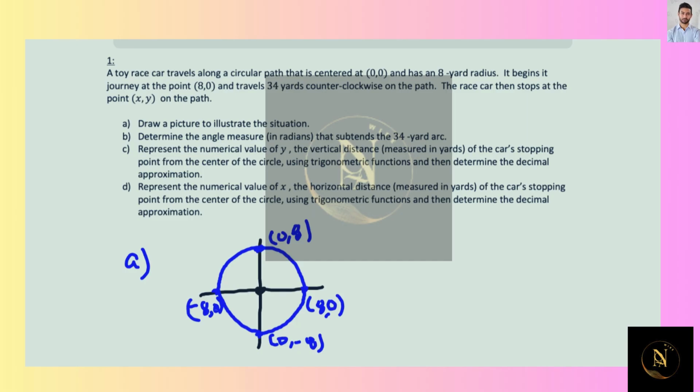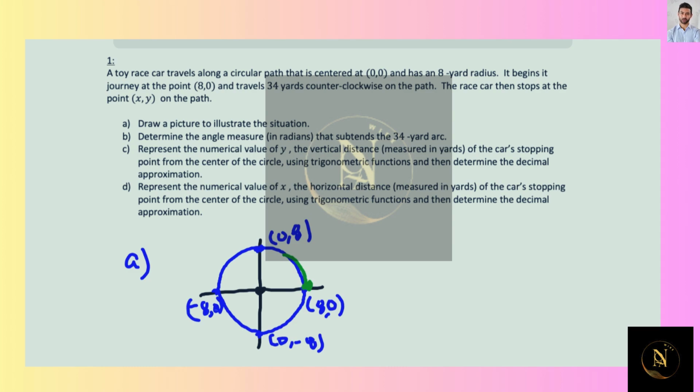Now the journey of the car begins at the point (8, 0) and travels 34 yards counterclockwise. It stops then at some point (x, y). We do not know how far that is.